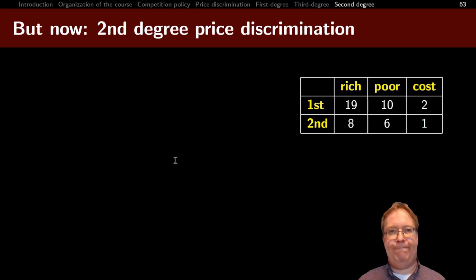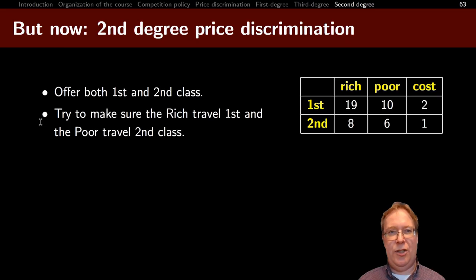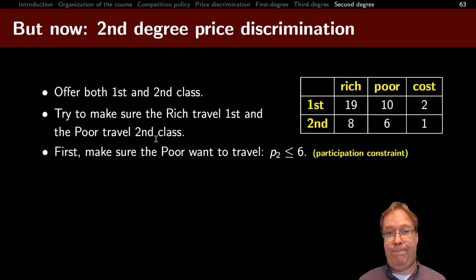Okay. But now suppose that I can do second degree price discrimination. So the idea is as follows. I'm going to offer both first and second class, and I try to make sure that the rich travel first and the poor travel second class. Okay, let's figure out how to do that.